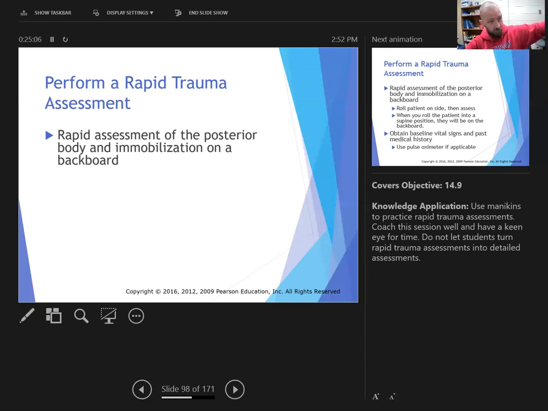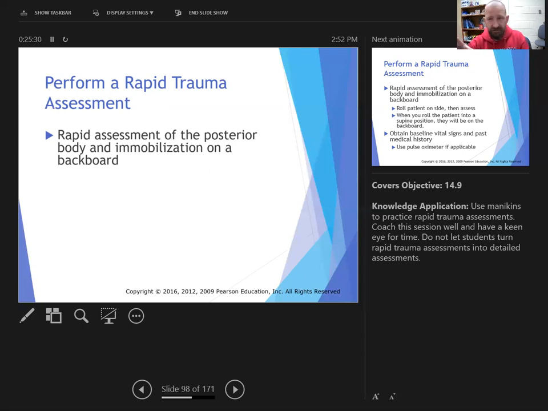As they're rolled onto their side, we can check down their back, their butt, down the backs of their legs, that kind of thing. And as we're doing this, we're going to combine this with putting them on the backboard at the same time. So I'm going to roll them over onto their side, slide the backboard in, and then we're going to roll them back over onto the backboard, and then they're all set to become immobilized.